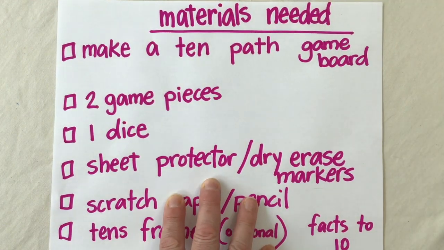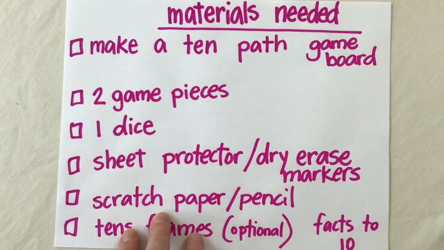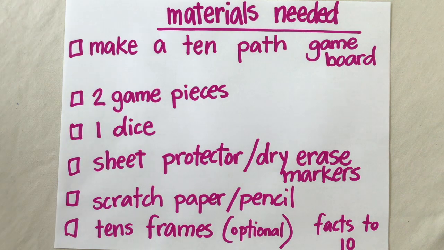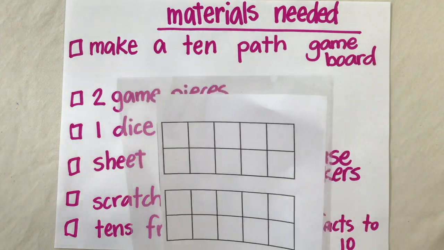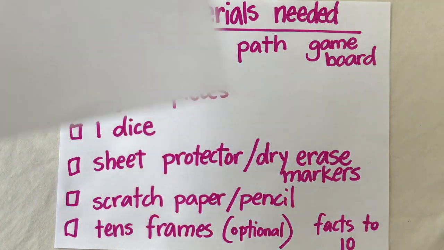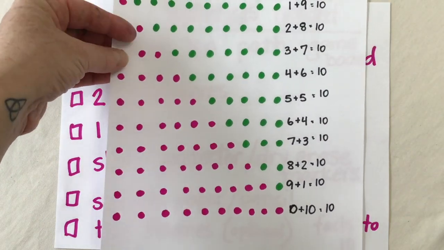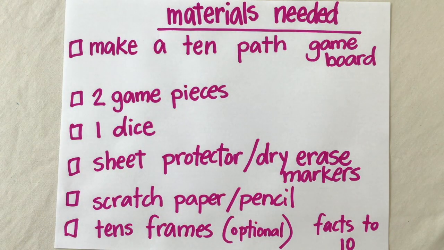You'll need a sheet protector and dry erase markers. I put my game board in the sheet protector. Some scratch paper if you want. And I've also attached to the lesson some blank tens frames, and these are optional. And you might want to find your add 10 facts from yesterday. So stop the video here and get all the materials that you need and come on back when you're ready to play the game.